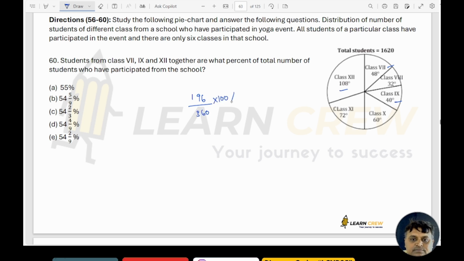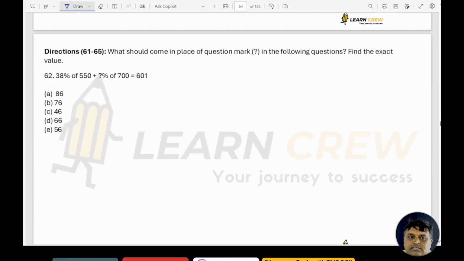It is the question. So if you see here 0 0 cancel, 0 0 cancel. Now 4 9s are 4 49s are. So 490 by 9. 490 by 9 means 54 4 by 9. Option D is the answer.